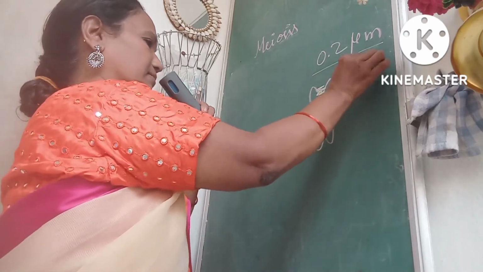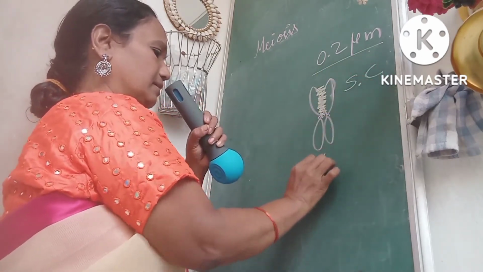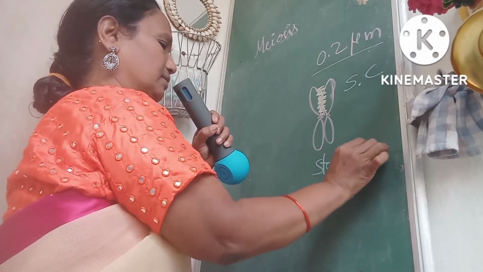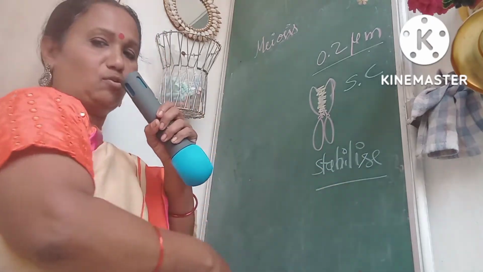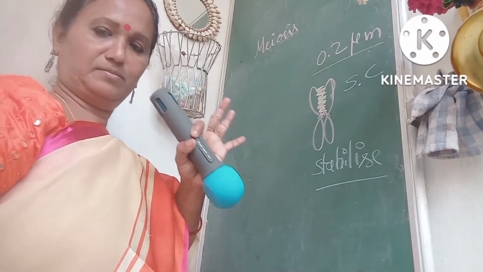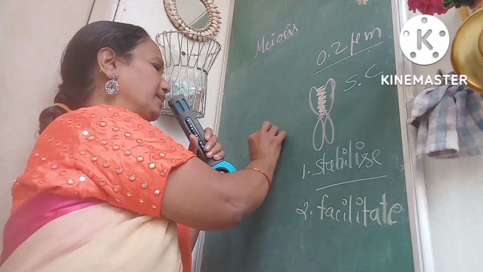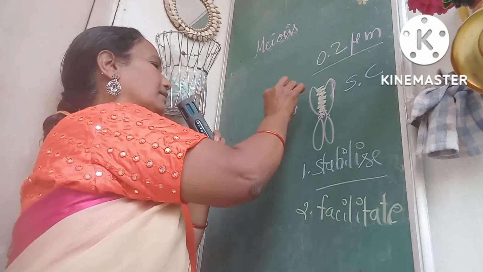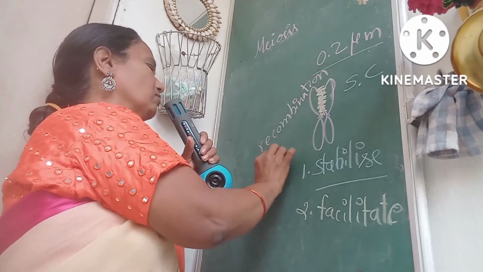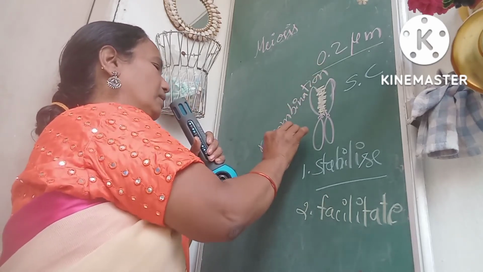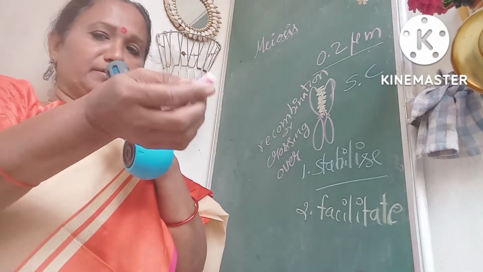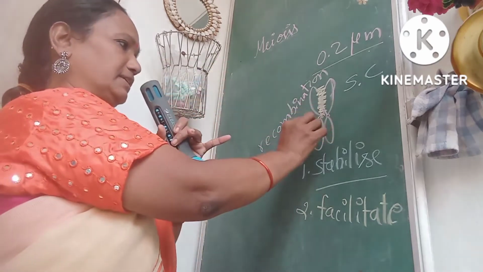The synaptonemal complex stabilizes the pairing of the homologous chromosomes. Otherwise, they would diverge from one another. Now comes recombination, or crossing over. Here, both the chromosomes exchange segments at this stage. Like this, they are exchanging.